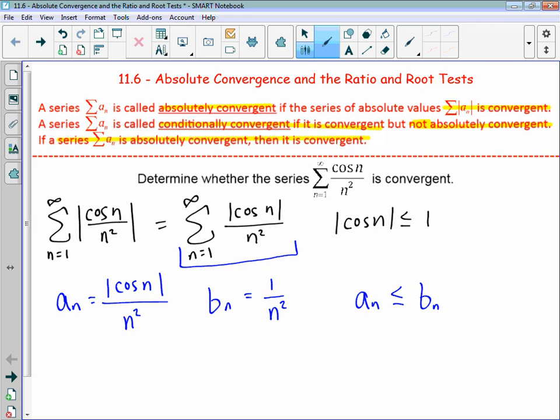Okay, so then what do we do for the comparison test? Good. Yeah, you're doing a limit comparison test. I know.